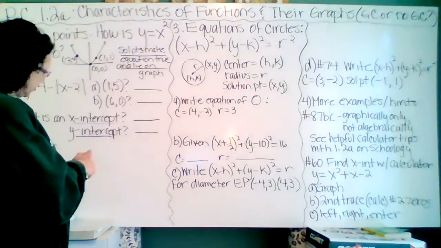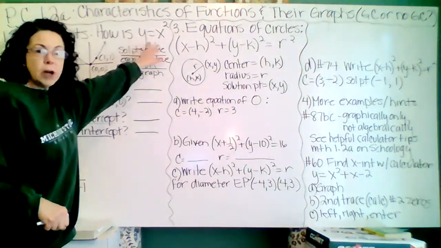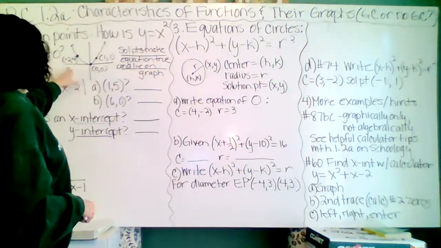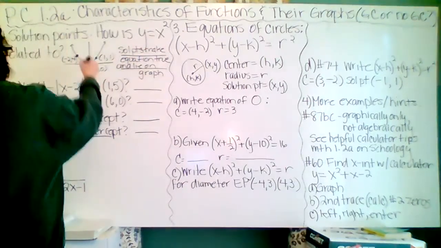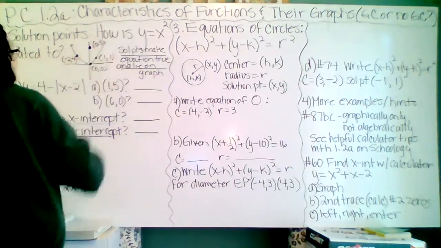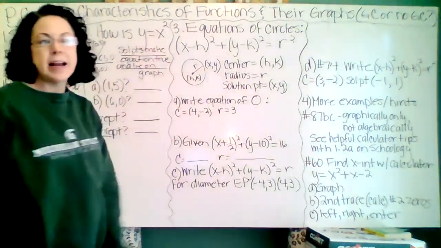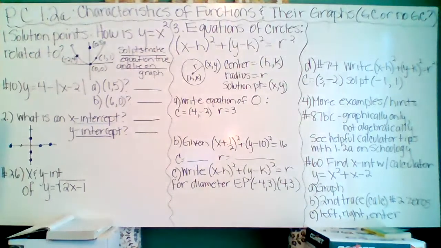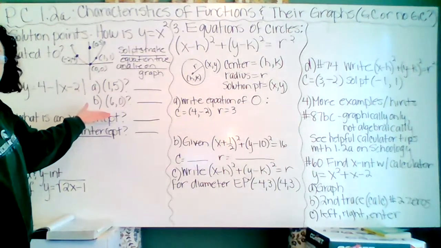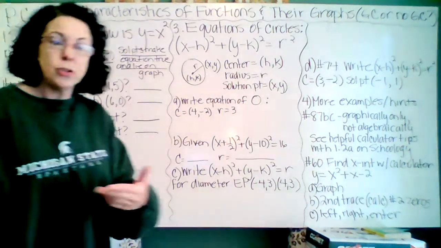Notice the point 0, 0, x is 0, y is 0, makes the equation true. Notice the point 1, 1 makes the equation true. Notice -2, 4 does. Notice that this point right here, 0, 3, is not on the parabola and does not make the equation true. 0 squared is not equal to 3. So when you are asked on number 10 in your book which of these points, or both of them or none of them, are solution points to this equation, what they mean is, does it make the equation true?